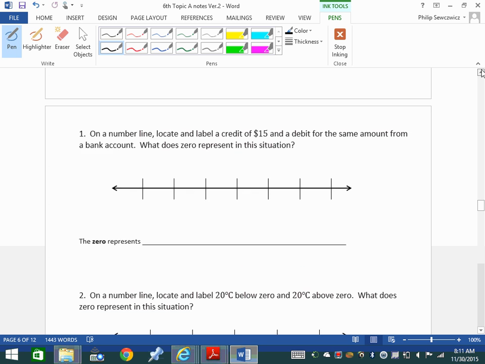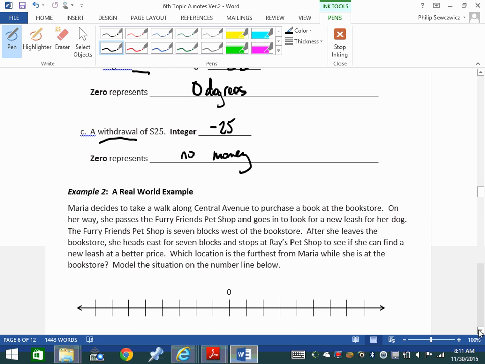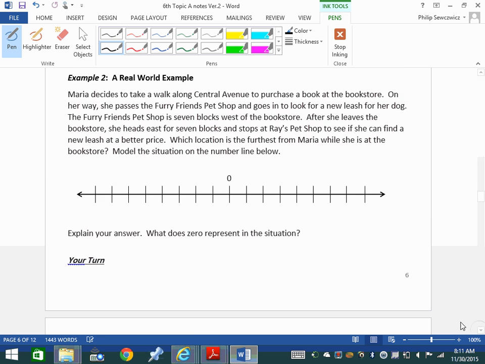All right, I've gone a little bit too far here. So again, we're just putting our words to go along with our opposites. So let's see what we got here.